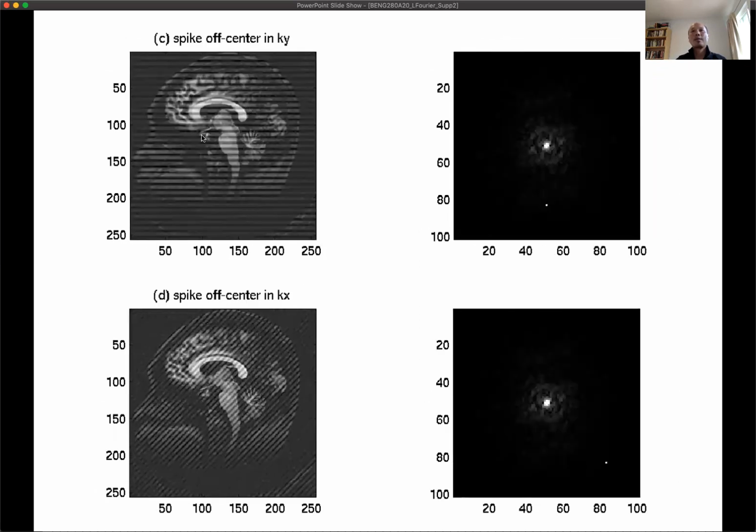And then I can also think about what happens if I add some energy out here in K-space. I've just added a point here in K-space. Remember this is along the KY axis, so it's going to add horizontal edges to my image. You can see that here. If I go off here along both KX and KY, that's going to correspond to diagonal edges. And that's shown here.